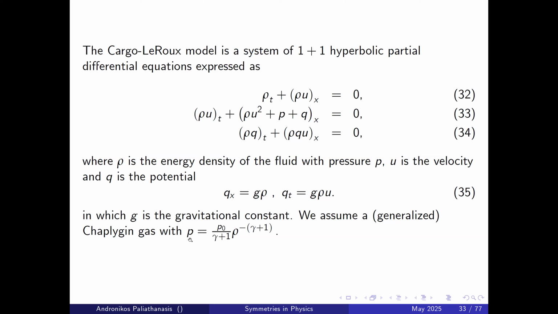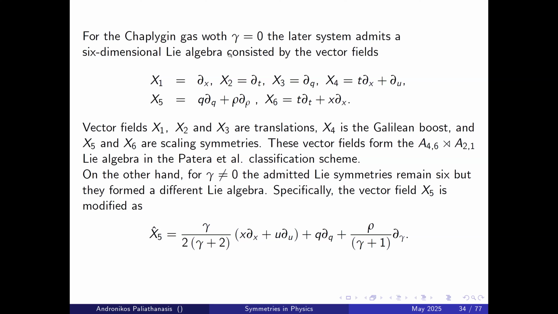This is a generalized Chaplygin gas. Actually, the Chaplygin gas is recovered when gamma equals 0. Now, for gamma equals 0, the system admits a 6-dimensional Lie algebra, which has this form, and X1 to X6 are these vector fields.